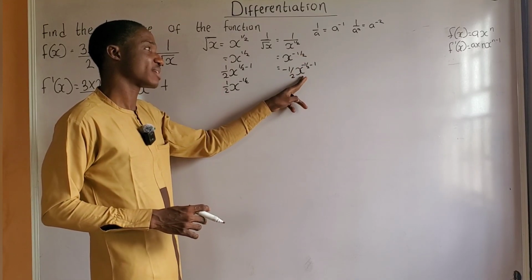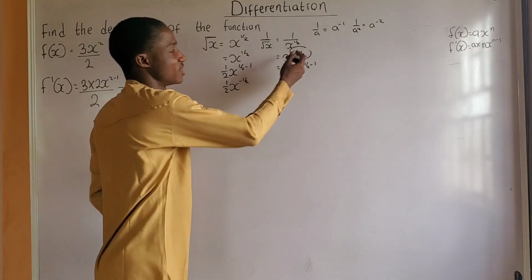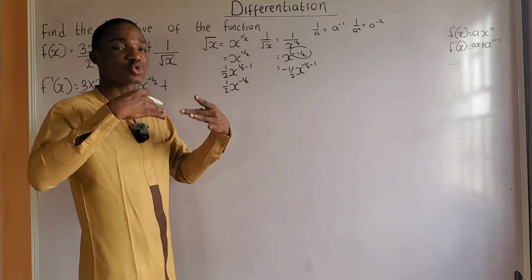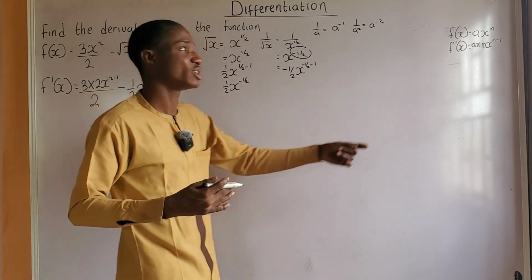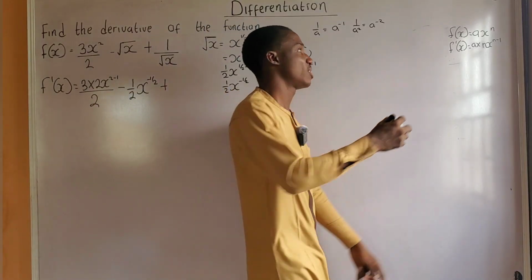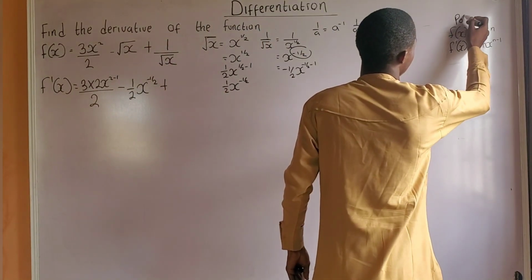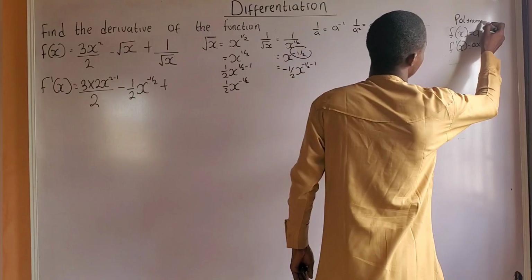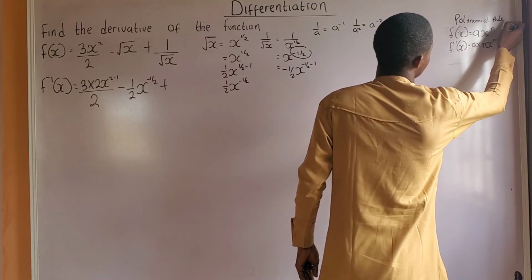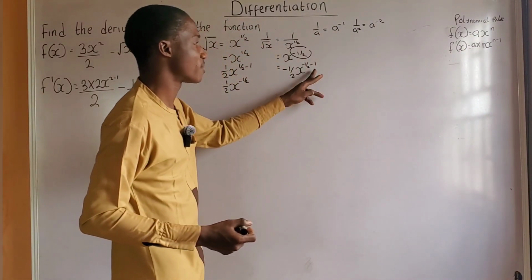Negative 1 over 2 times x, the power, which is negative 1 over 2, you're going to subtract 1 from the power according to this polynomial rule. Do you understand? So okay, let me even write it, polynomial rule. Okay, so you're going to subtract 1 from the power.